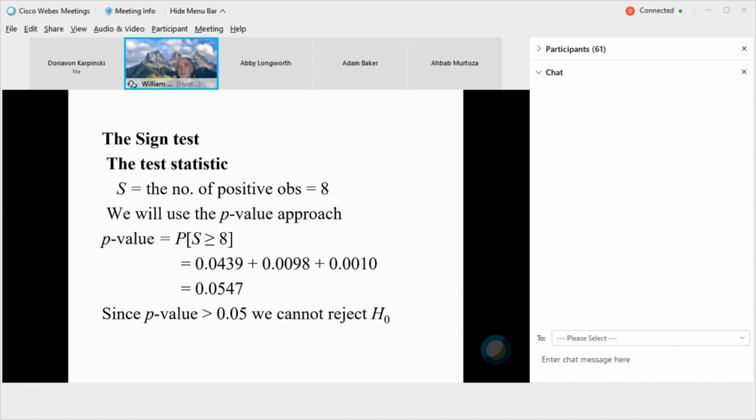This comes from the table for the binomial distribution with p equal to 0.5, n equal to 10. That works out to be 0.0547. That's greater than 0.05, so we can't reject H naught if we use 0.05 as a significance level. The fact that it's close possibly indicates there is evidence, and you might find the evidence if you take a larger sample size.